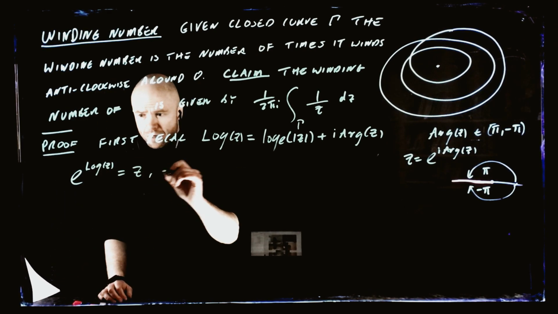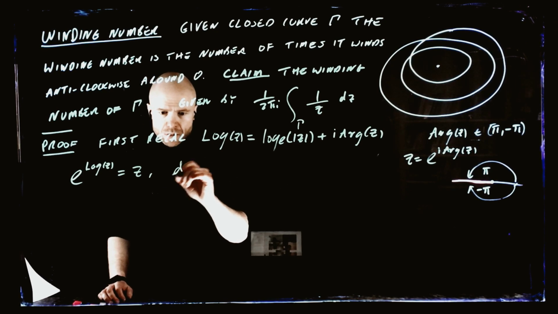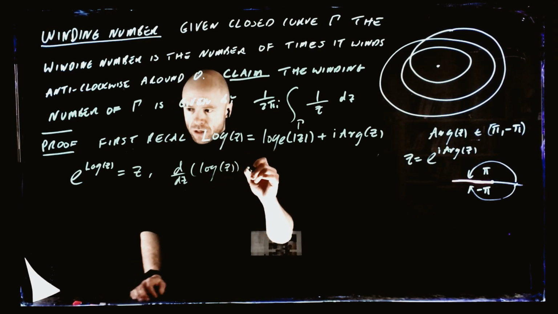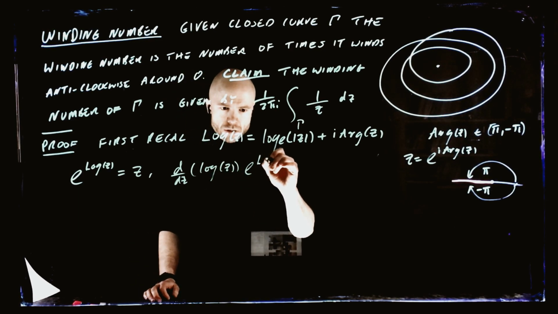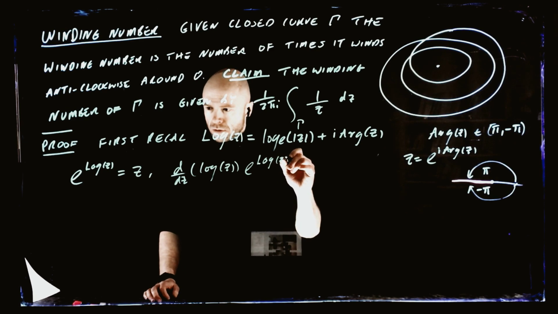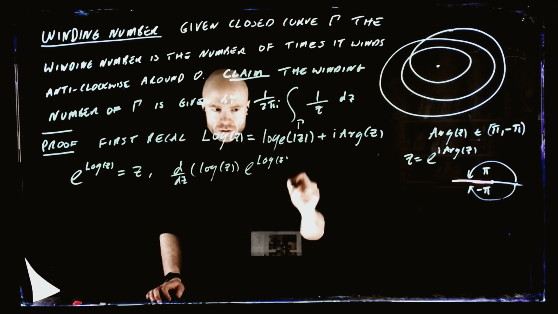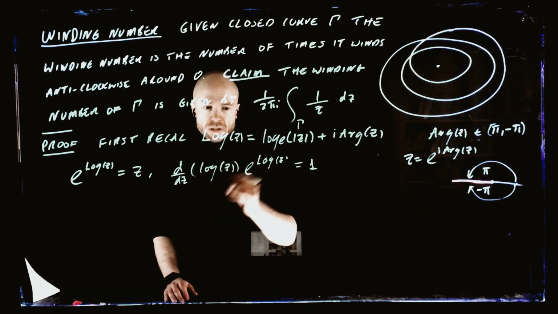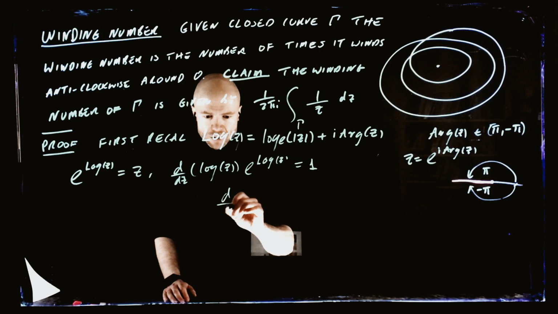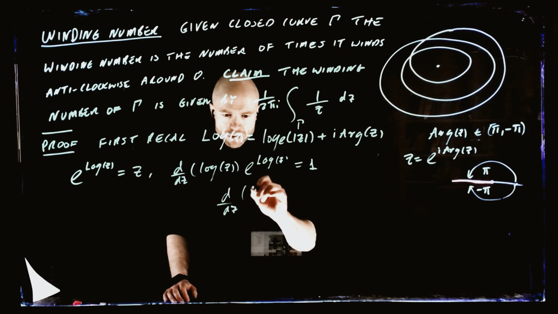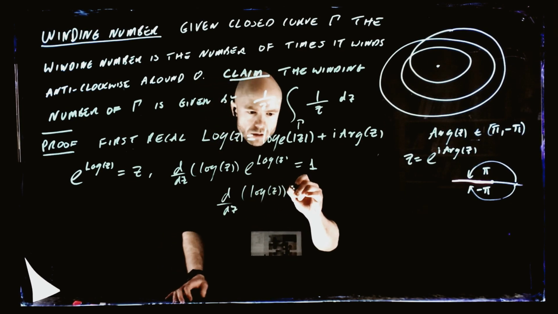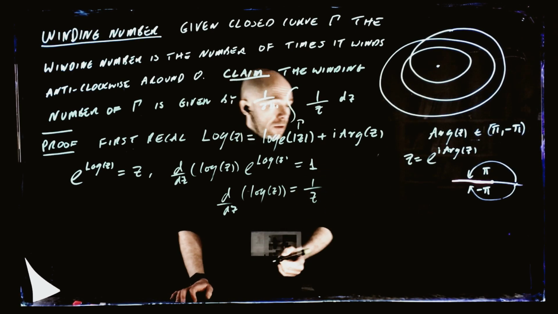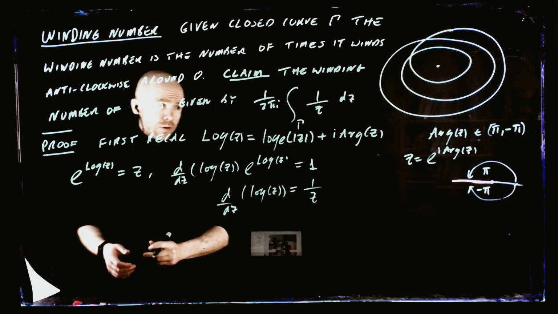So then if we differentiate it, then d by dz of e to the log of z is just equal to 1, right? And e to the log of z is just z itself, right? So d by dz of log of z is 1 over z. Just like on the real line, except now it's true as a complex number.